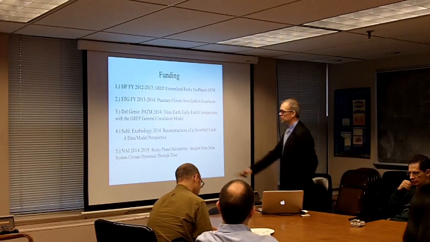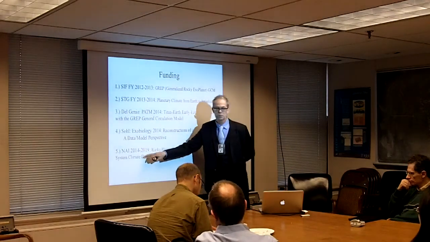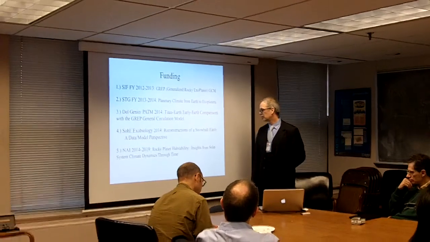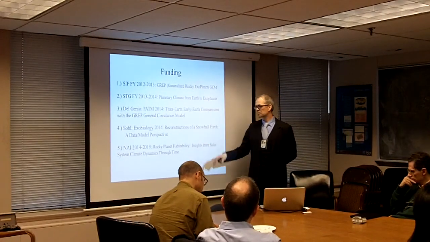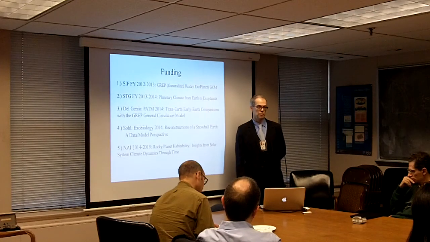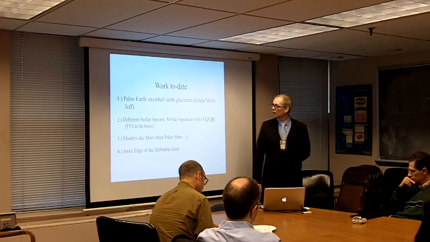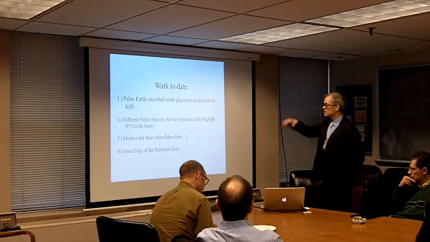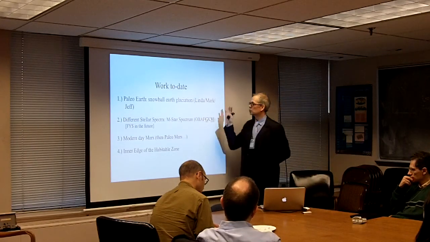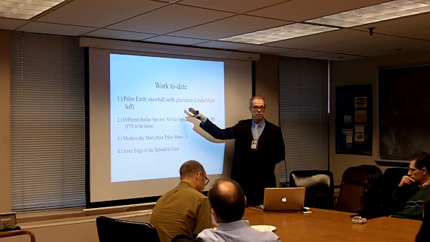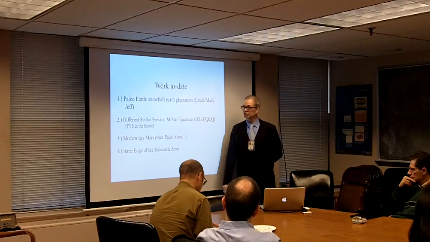And then, like I said, the goal is to get one of these NAIs, which would be a 5-year program to look at rocky planet habitability, with insights from solar system climate dynamics through time, which I'll touch a little bit more on as we go through. So what is the work that has been done to date? We'll go into more specifics about these, but the first is the work that Linda and Mark and Jeff have been doing for several years here on paleo Earth and snowball Earth glaciation.